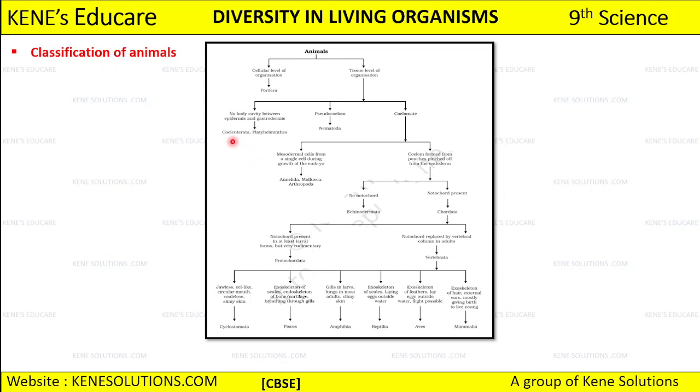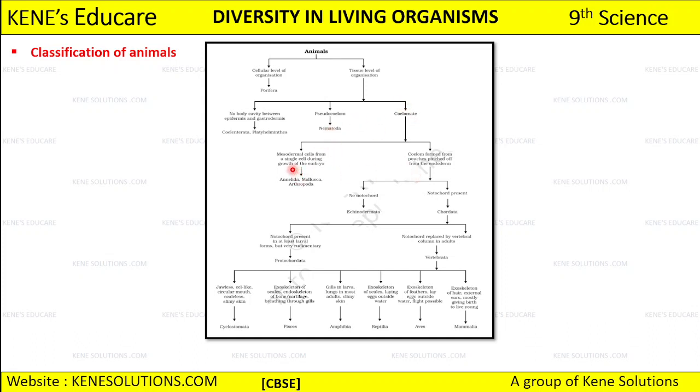If you are aware of, Coelenterata and Platyhelminthes are such animals which do not have any body cavity existing between the epidermis and the gastroepidermis. And Nematoda, they have this pseudocoelom. Pseudocoelom means false body cavity. So nematodes have a false body cavity, and the coelomates are again divided into two.